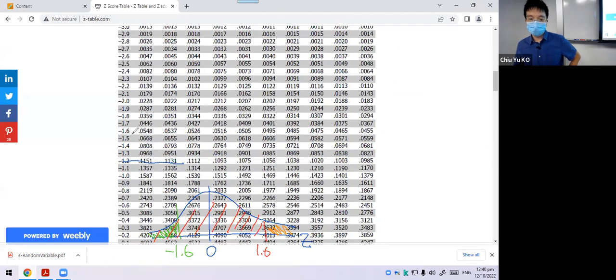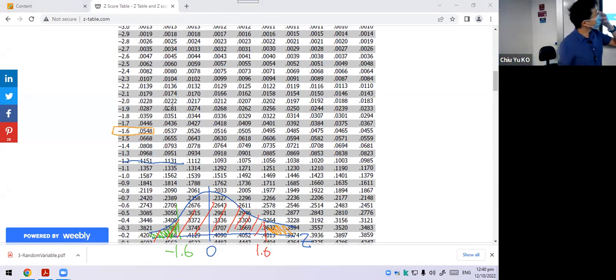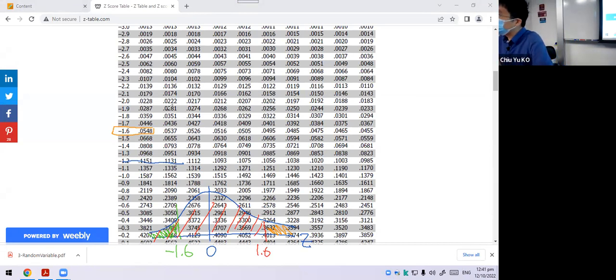This guy. I don't know whether you can see clearly from the back. If you are at the back of the class, then this is the number 0.8548. Don't worry, if you do Excel, then you immediately come out with this quickly. But when we look at the table, this is what it is.